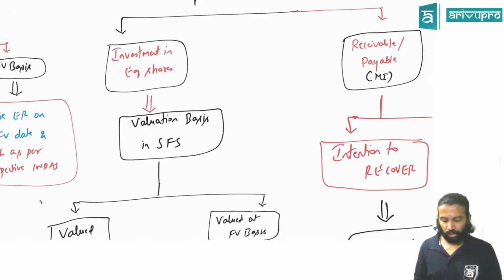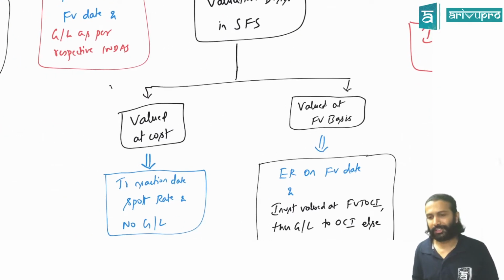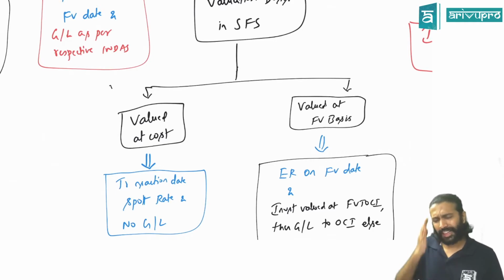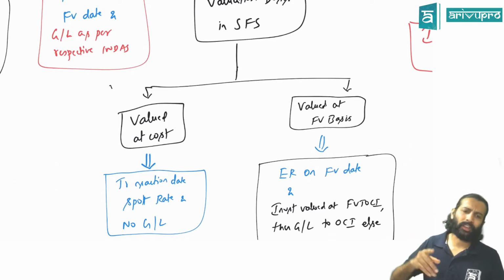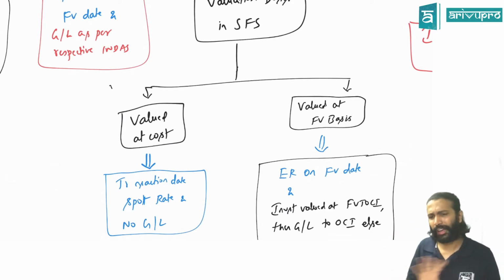Normally, what will the valuation basis in SFS be? Either you can go for cost basis or fair value basis. If you're valuing at cost basis, no problem. It's a non-monetary item valued at cost. What will you do for that? Anyway, you already converted at the transaction date spot rate. Use the same. No gain or loss will come.